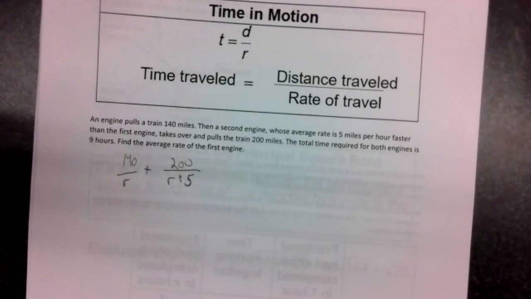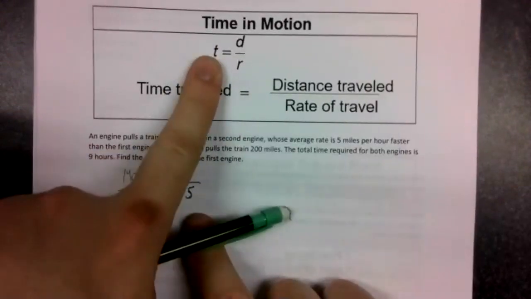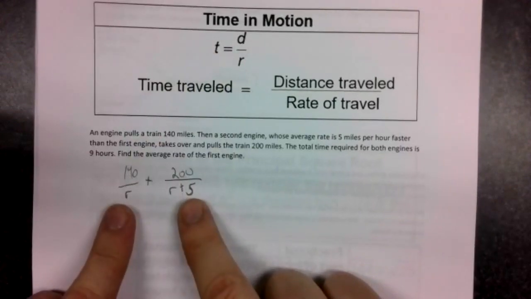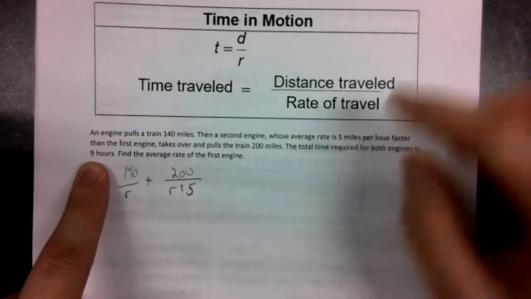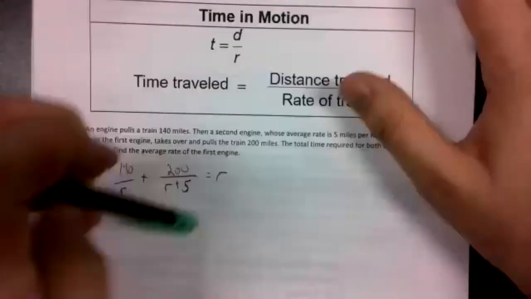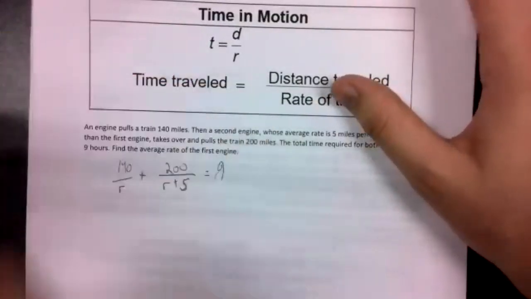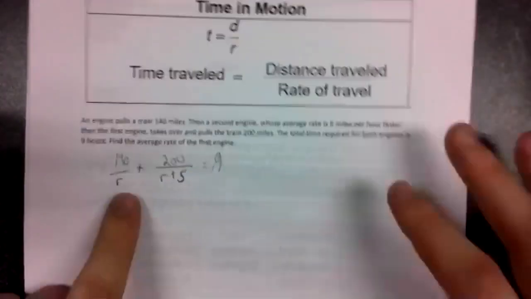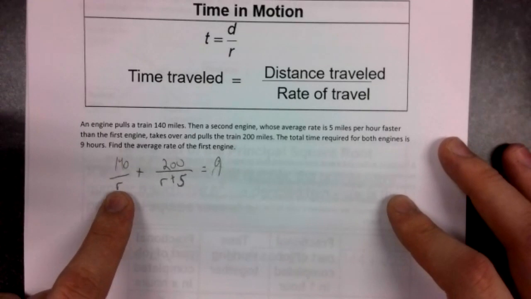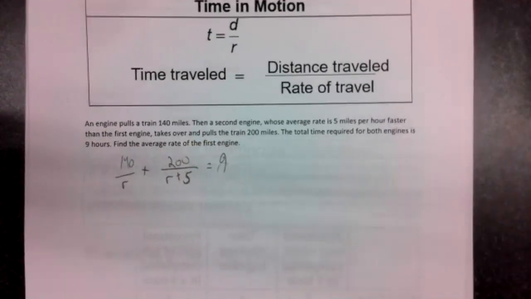Okay. And we know that the total amount of time that it took for these two to travel was 9 hours. And before we solve this, remember R is just the rate that the first one traveled at, and that's what we're trying to find, the average rate of the first engine. Okay?